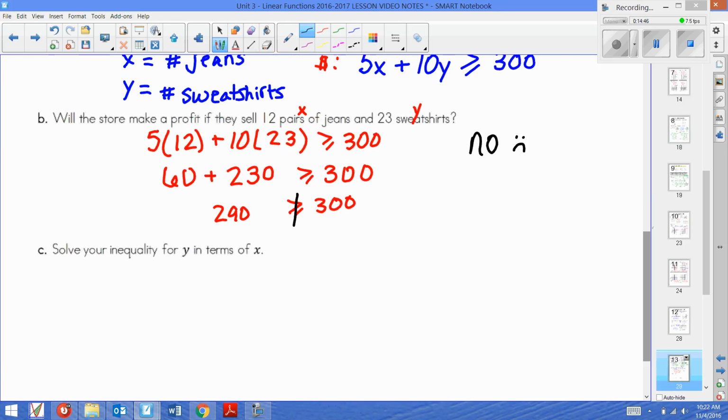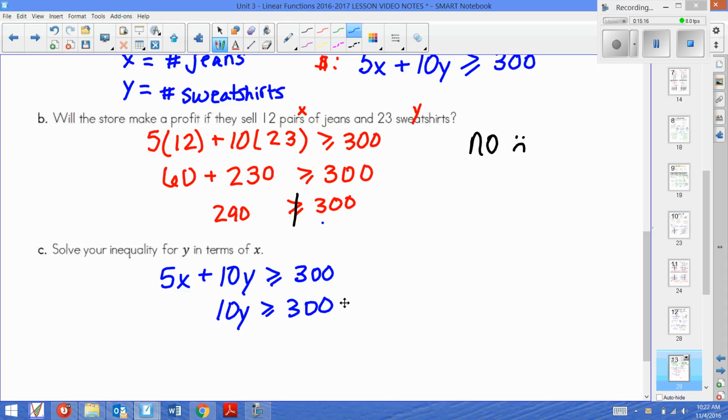Bringing back C. Solve your inequality for Y in terms of X. We've done this before. Let's copy paste down our inequality. And what that means is just get y alone. All right, so move the 5x on over. Leave the y term where it is. So I can either write that as 300 minus 5x or negative 5x plus 300. Doesn't matter to me. Let's do 300 minus 5x.